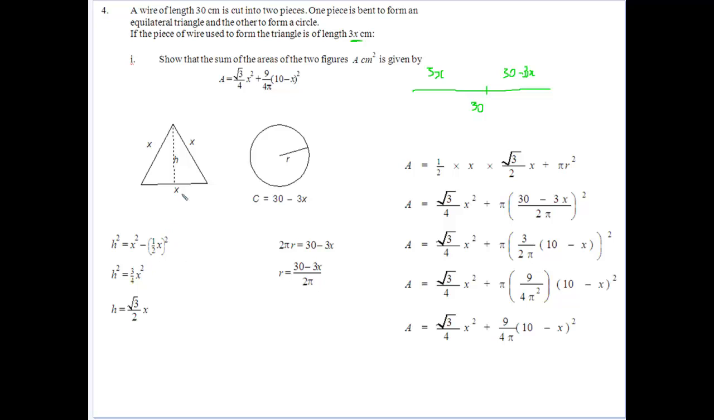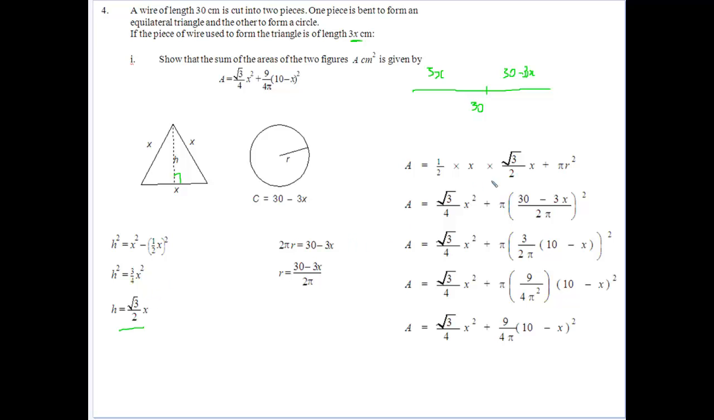Now, I've used Pythagoras' theorem. I've dropped a perpendicular down, and let that be h, so I can find my perpendicular height. And the base is x there. So we get h squared equals the hypotenuse squared minus the other half of the base, the other side, all squared. And I'm able to manipulate to get h in terms of x, root 3 on 2 times x. So remember, that's our first step of the problem.